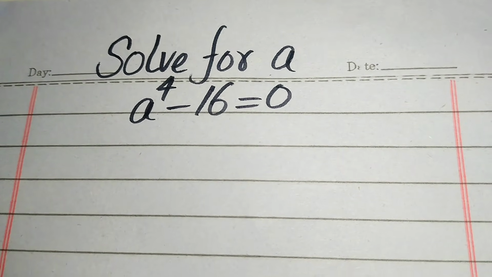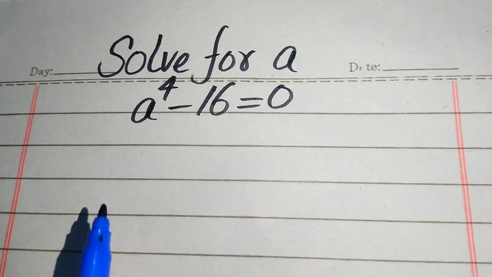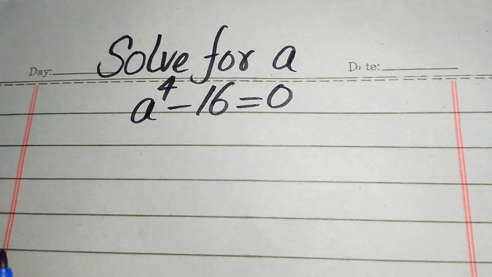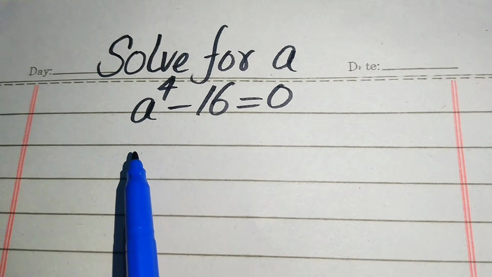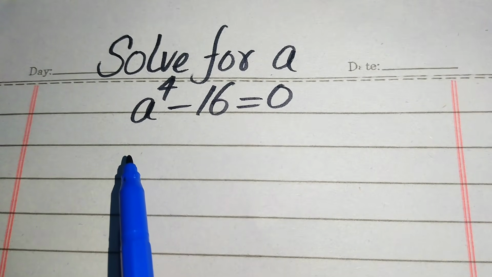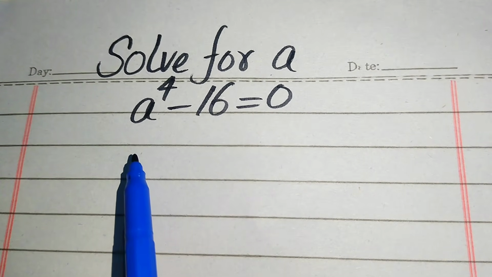So here we have a to the power of 4 minus 16 is equal to 0, and we solve this problem for all the values of a. You see that the highest degree of this equation is 4. It means that this equation has 4 or fewer than 4 roots. We need to find all the roots of this equation.